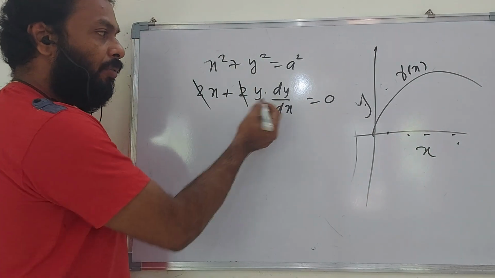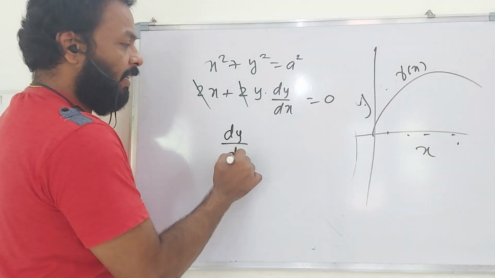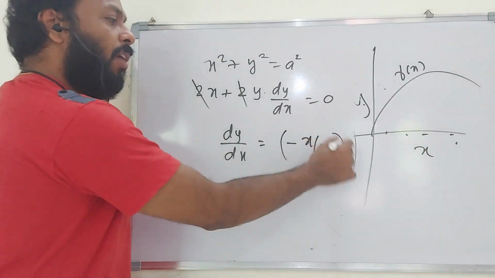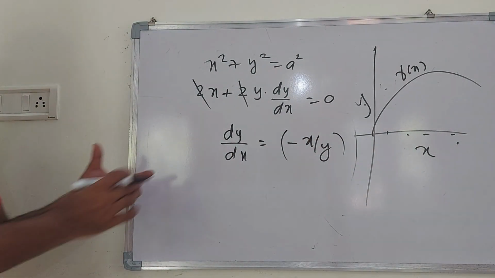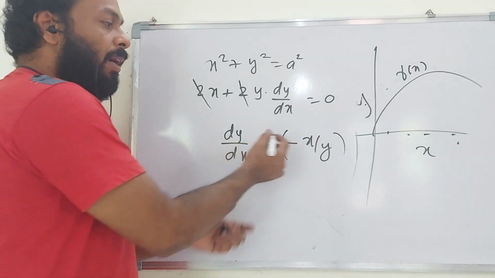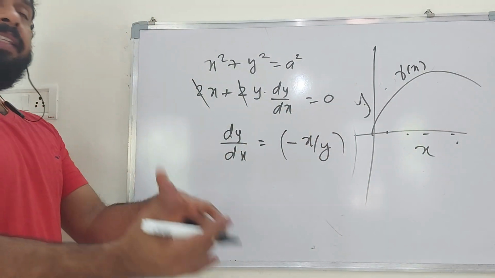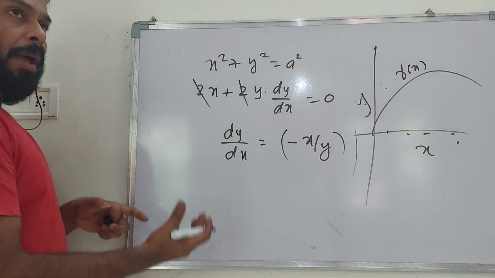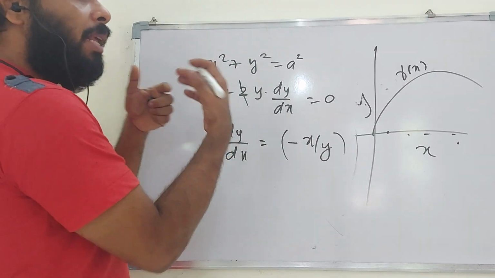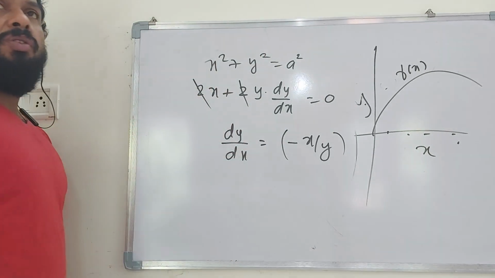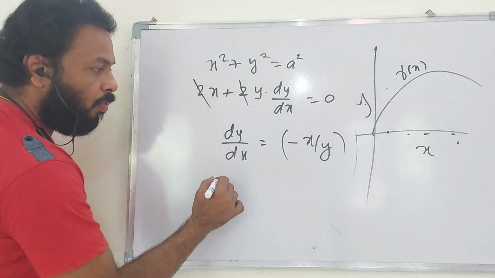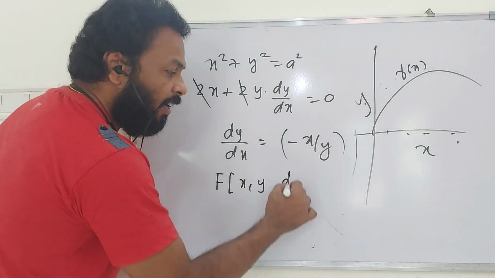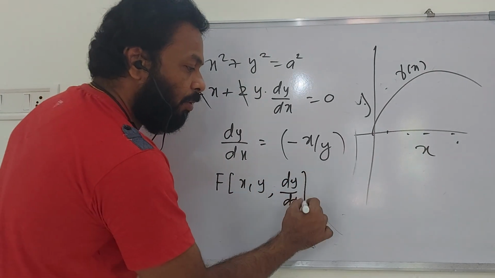or cancel 2, we get dy by dx equal to minus x by y. So it is a first order differential equation. Dy by dx equal to minus x by y represents a first order differential equation. So if we have a one parameter family of curves, by eliminating that parameter, we get a first order differential equation. Its general form is a function of x, y and dy by dx equal to 0.